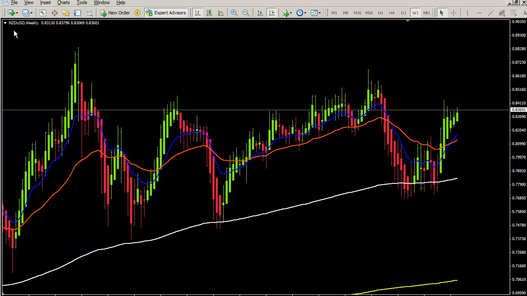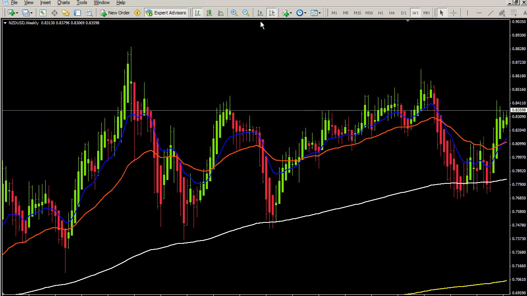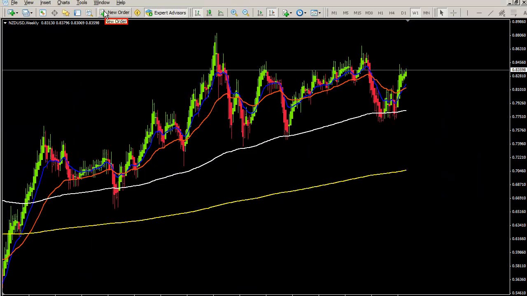Let's start with the weekly chart on this example, New Zealand dollar, US dollar. I think it's easy to spot. What do you see? Let me zoom in. Price is moving up. Yes, it's an uptrend, but also ranging here a little bit.